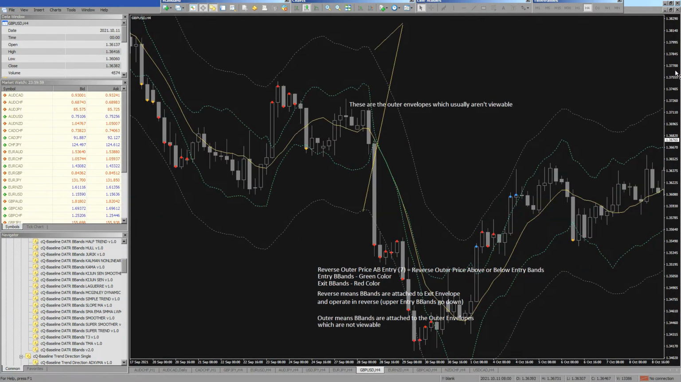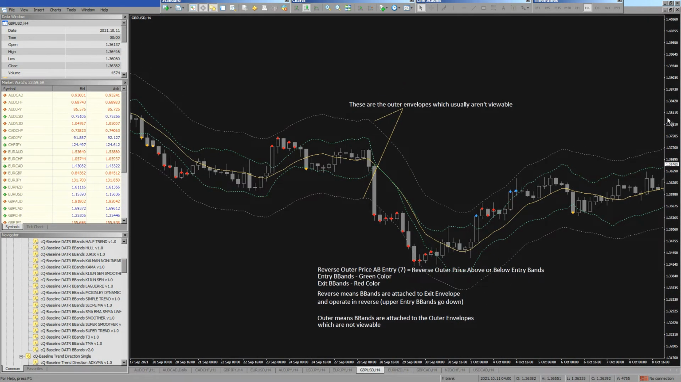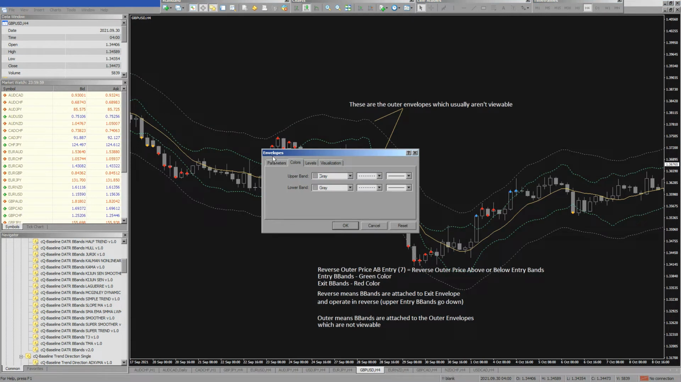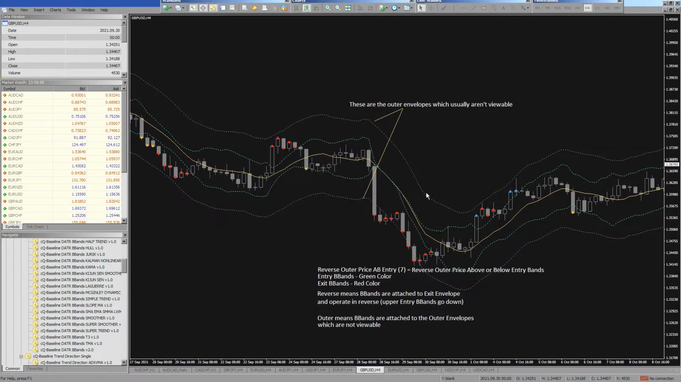Okay, the next mode is the reverse outer price, when price is above or below the entry. This is actually just an envelope indicator. These, you don't see these. These sort of manipulate these entry envelope B bands here. These are what's being used when you have outer in the name: the B bands, instead of being attached, say, to the exit, are attached to this outer envelope.